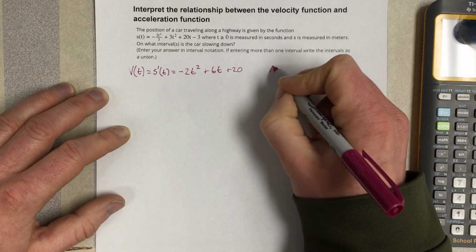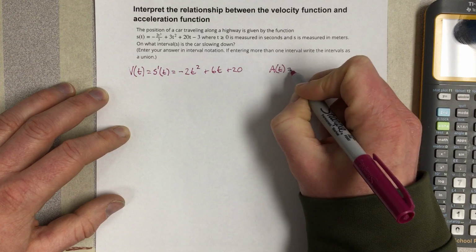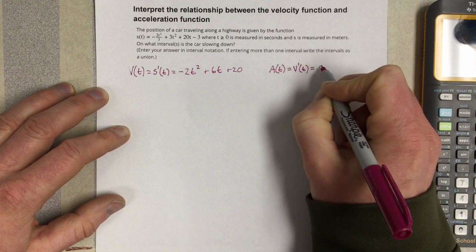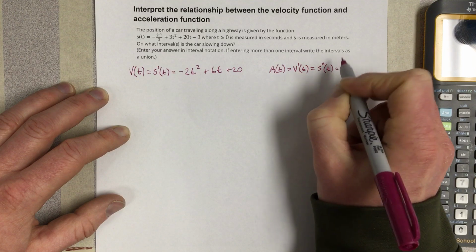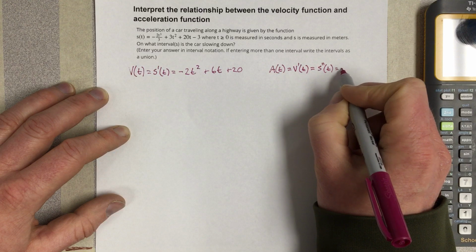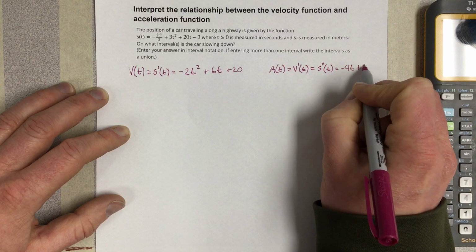Now our acceleration equation is going to equal v prime of t, which is equal to s double prime of t, which if I take this derivative, I end up with negative 4t plus 6.